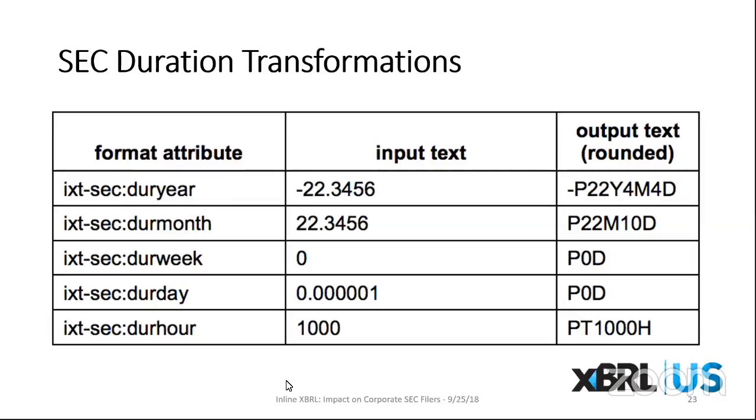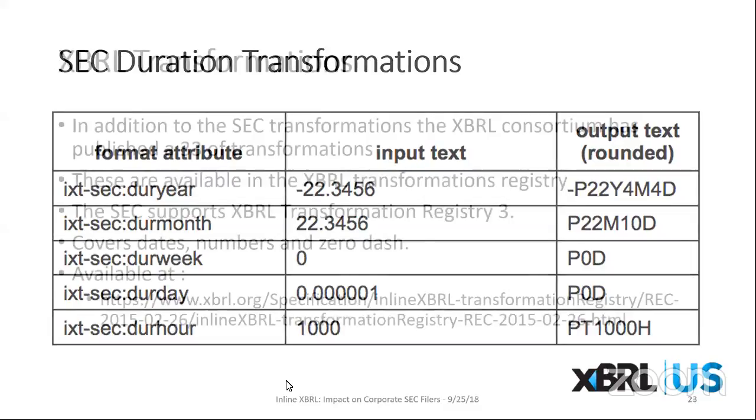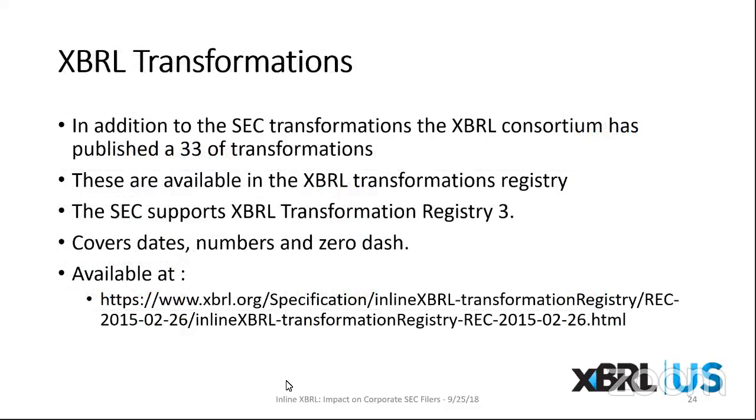If you have an input text of this -22 number, you can see the transformation will actually move that to be negative 22 years. You can have positive values as well, switching it into a period of months and days instead of years. You can also transform numbers like 0 into a number of weeks, into a number of days, into a number of hours, depending on what you actually want to do in your XBRL report. You have a lot of flexibility here to actually represent your numbers correctly. So these are some examples.